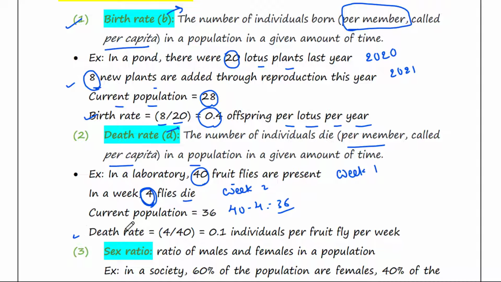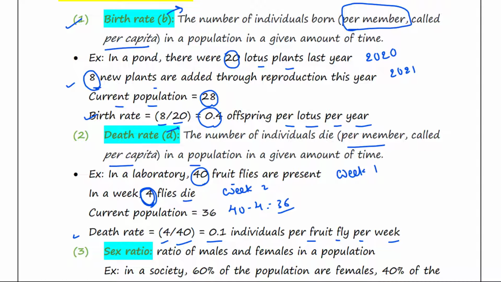Now the death rate is 4 divided by 40. So 4 are dead and 40 was the initial population in the last week. So 4 by 40 is equal to 0.1. That means 0.1 individuals per fruit fly per week are dead. That's why it is the number of individuals that die per member in a population in a given amount of time. In this case it is in 1 week.